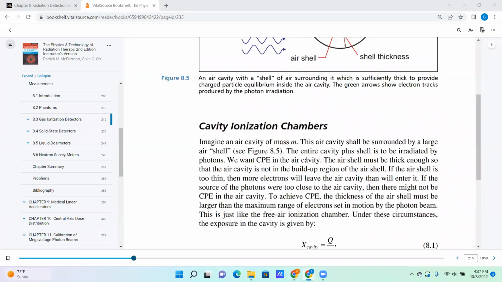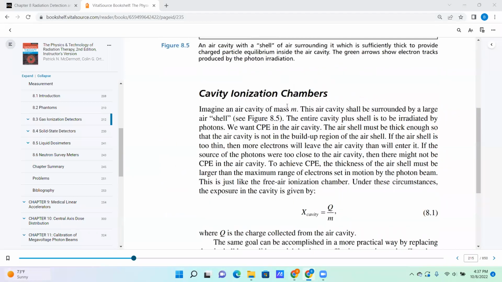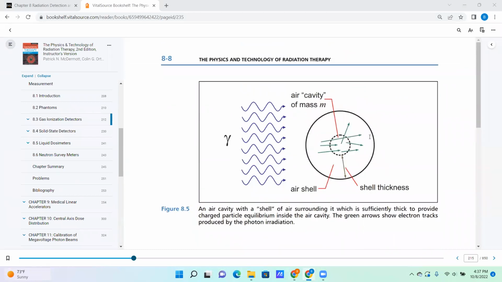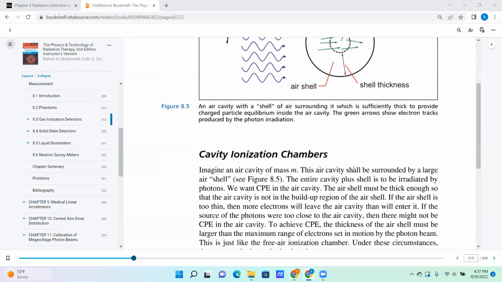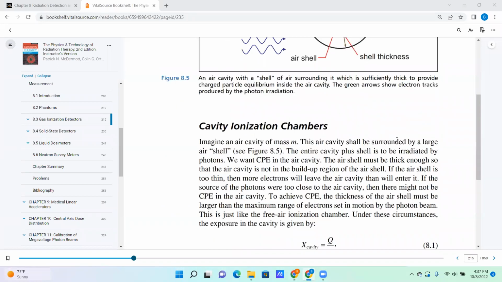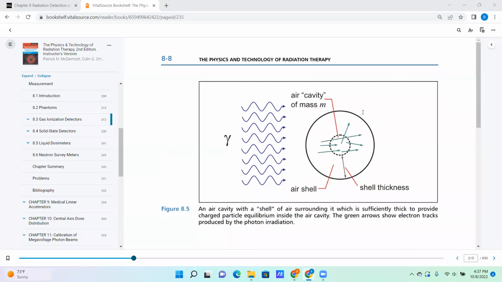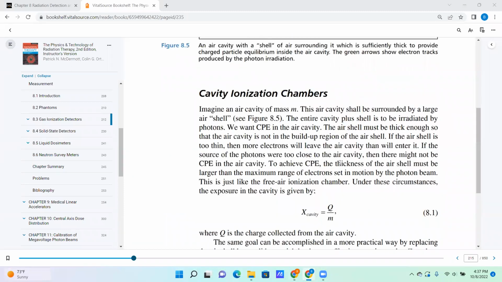All right, cavity ionization chamber. So imagine an air cavity of mass M, something like that. It should be surrounded by a large air shell. The entire cavity plus shell is to be irradiated by photons. We want CPE, so the air shell must be thick enough so that the air cavity is not in the buildup region of the air shell.